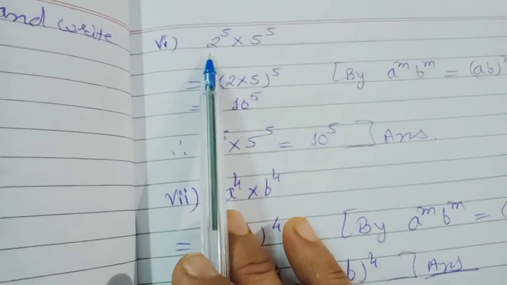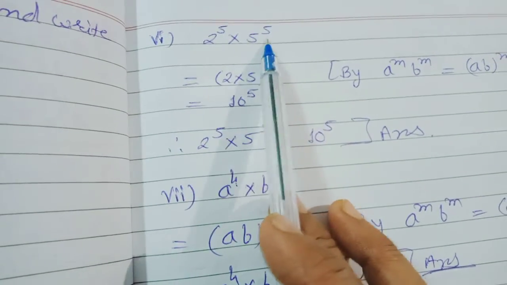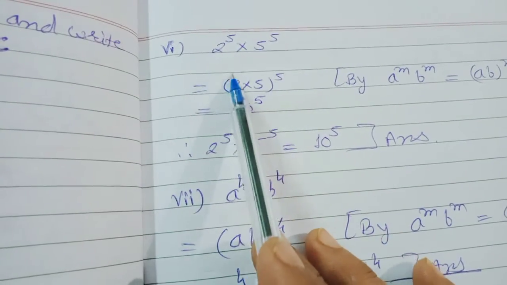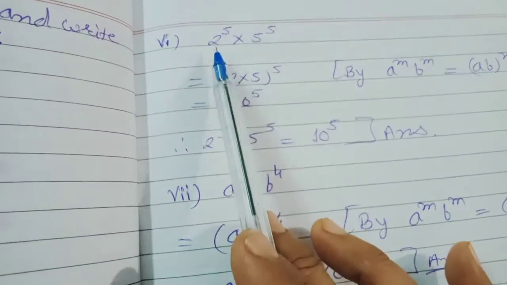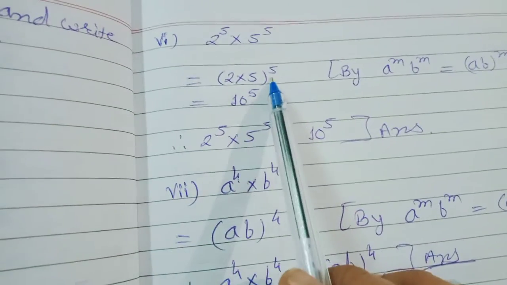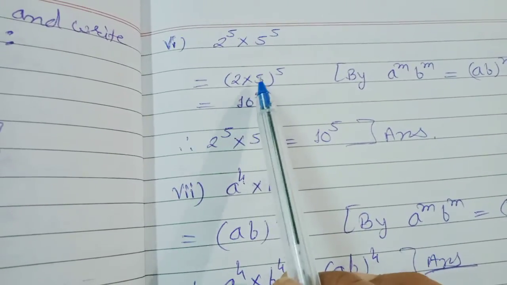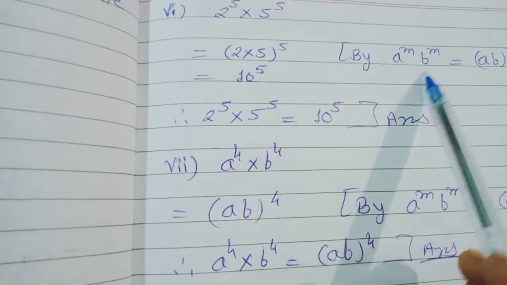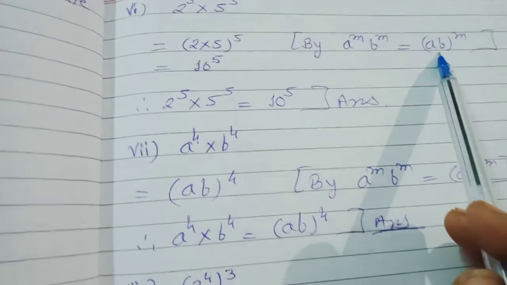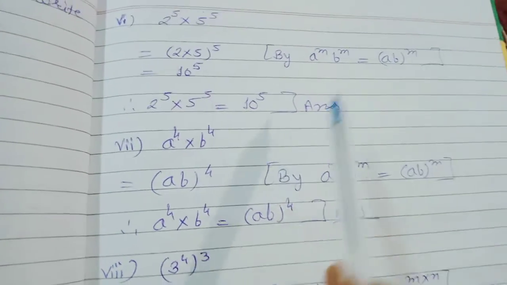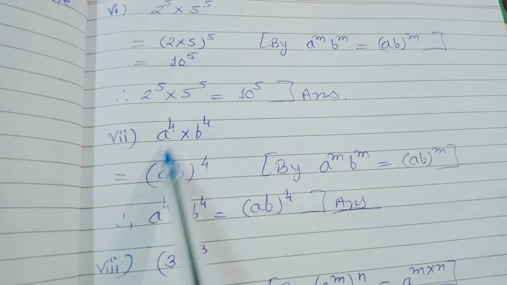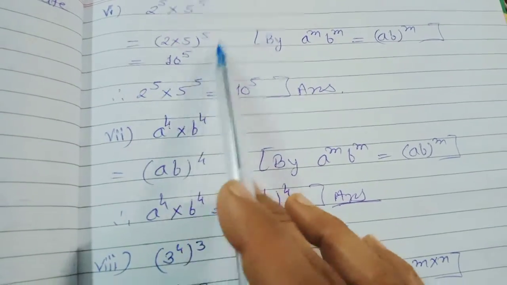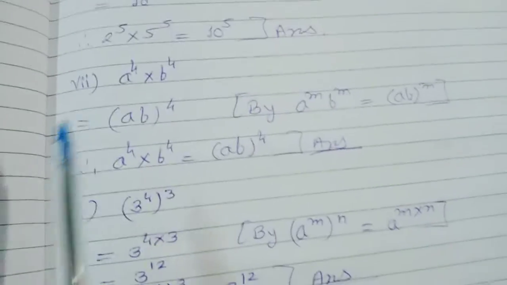Now the next question, 2 to the power 5 into 5 to the power 5. Here powers are same. So we can write these two bases in the bracket, 2 into 5 to the power 5. By law, a to the power m into b to the power m is equal to a into b to the power m. Now, so the answer is 2 5s are 10, 10 to the power 5.